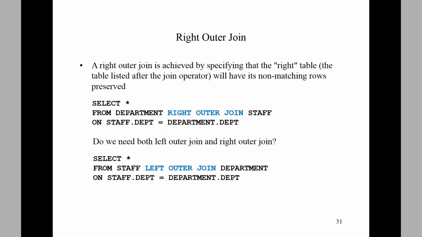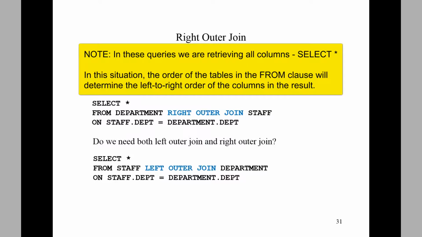Keep in mind, though, that in these examples, we are selecting asterisk, all of the columns. Therefore, there would be a display difference. But if we choose to select only a subset of columns, then we really don't need both the left outer join and the right outer join.